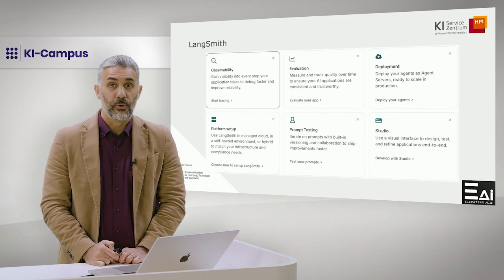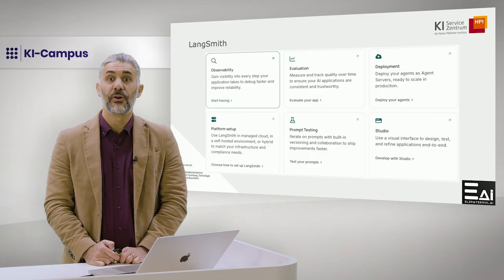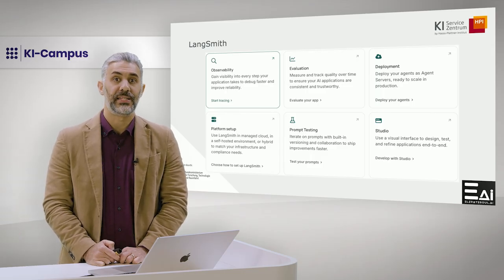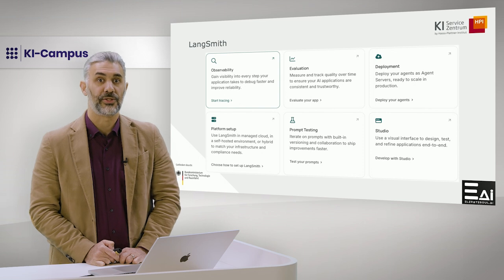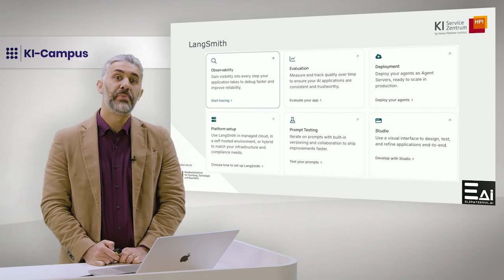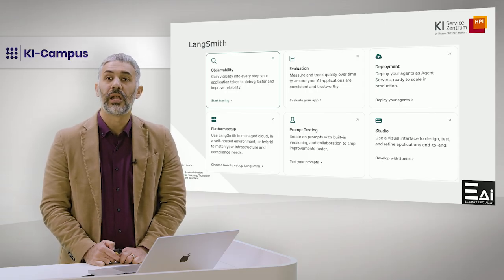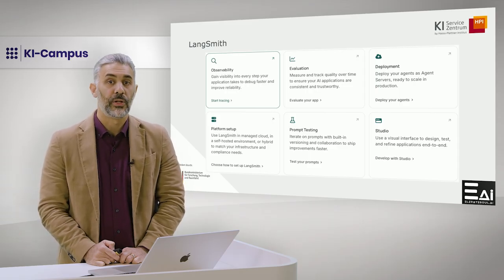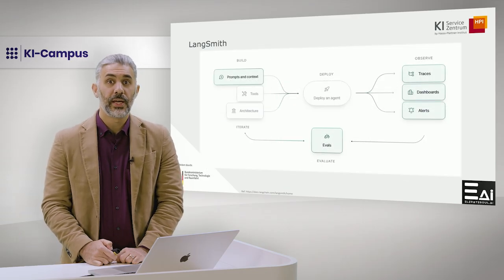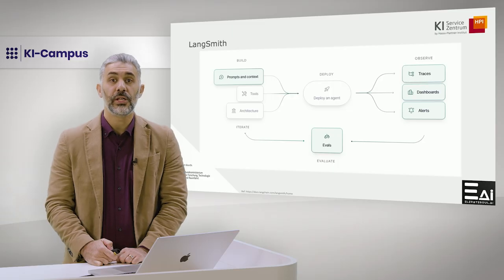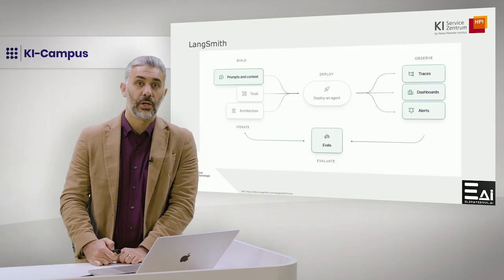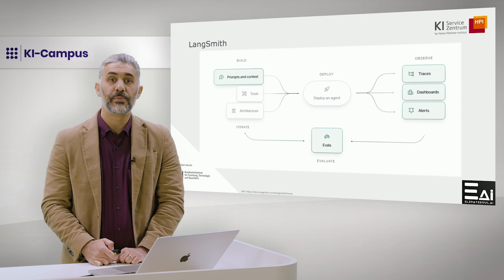LangSmith is the platform in the LangChain ecosystem that focuses on evaluation, observability, and deployment of LLM-powered applications. When building agents, we not only need them to work, we need them to be reliable, traceable, and measurable. LangSmith provides that layer. Observability. You can inspect every step of an agent's execution. Prompts, model calls, tool usage, intermediate states, and errors. This is essential for debugging and improving reliability.